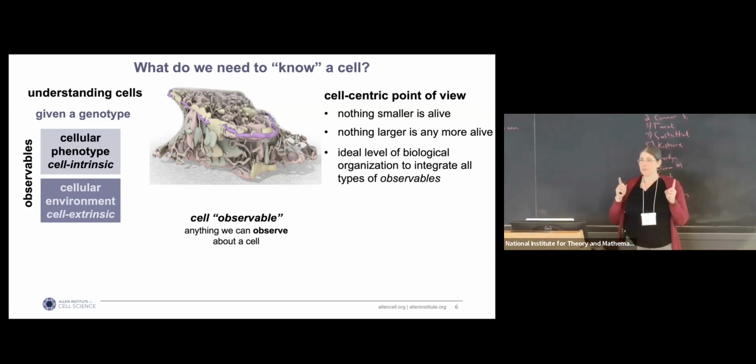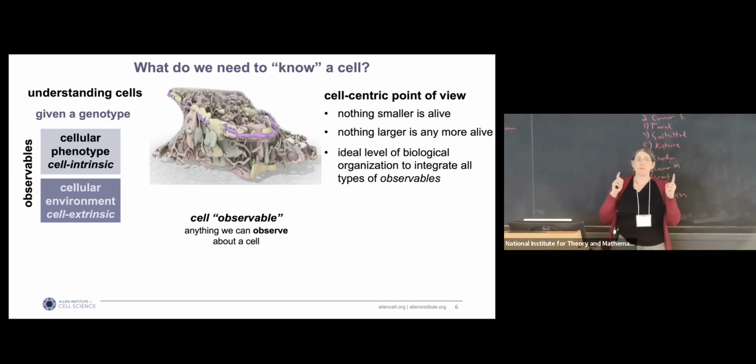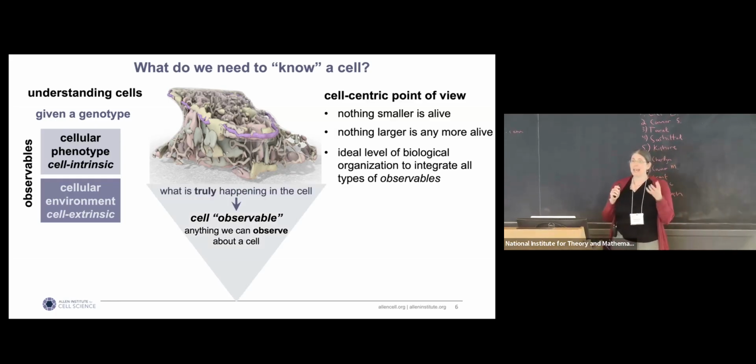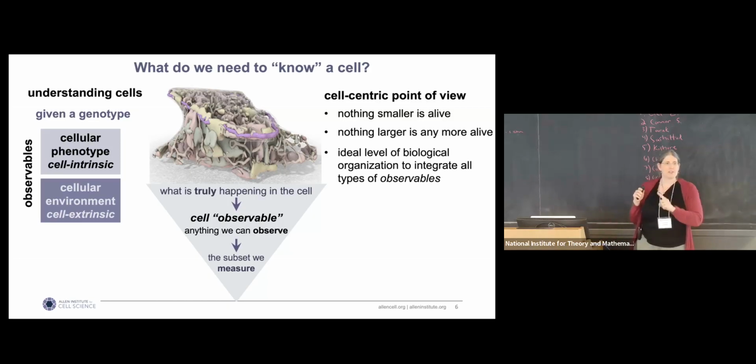So I'm going to define cell observable for you. It is anything we can observe about a cell, and it sits in between what is actually happening in the cell, which we may not have access to, as well as what we can actually measure and then work with. And that's something philosophical for us to come back to and has been alluded to actually just by Jianhua a moment ago as well.